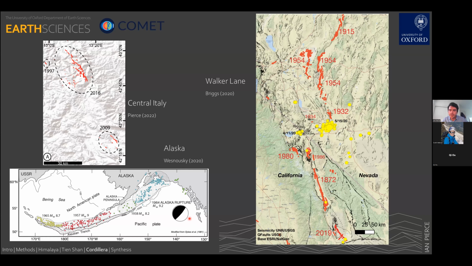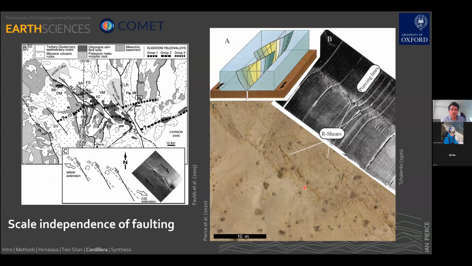There are similar patterns in subduction zones like Alaska, Chile, or the Himalaya, and in other intraplate settings like the Tien Shan or the Apennine. While this might seem intuitive, we don't fully understand why this occurs, and this is an area of ongoing research. A final observation that I want to point out is the scale independence of faulting.